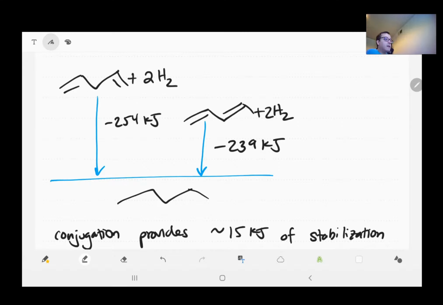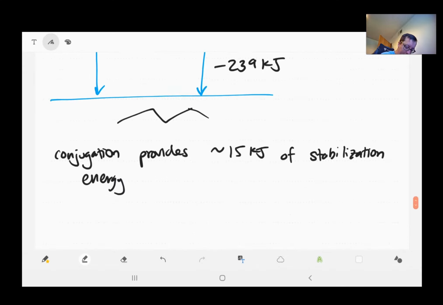Ta-da! So isolated double bonds, if we were to take essentially the same molecule but have those as isolated double bonds, should take about, I mean, these numbers might not be exactly accurate, but we're still looking at about 15 kilojoules lower in energy for having them conjugated than it would be otherwise. Okay? Sorry, sometimes my writing's not so great. Okay.